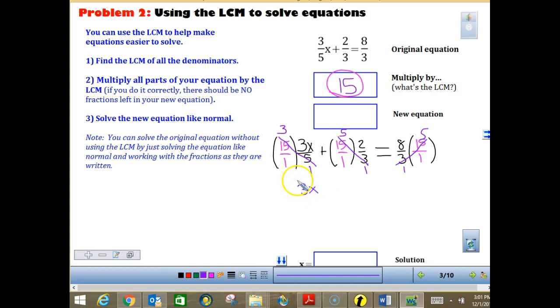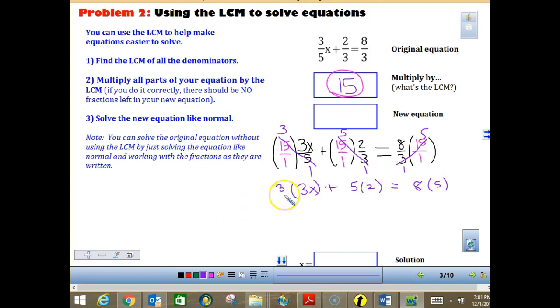What's times 3x? 3. This is 3 times this 3x, right? Plus, what's the middle term? 5 times 2 equals the last one, which is 8 times 5. Now this is going to give us a much easier equation.